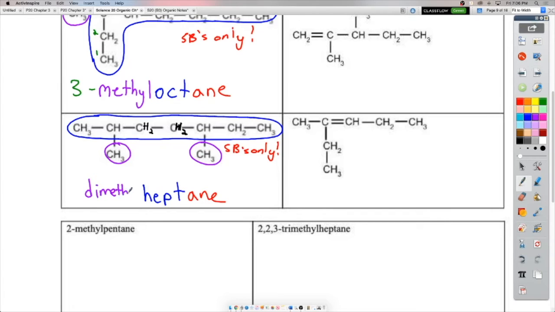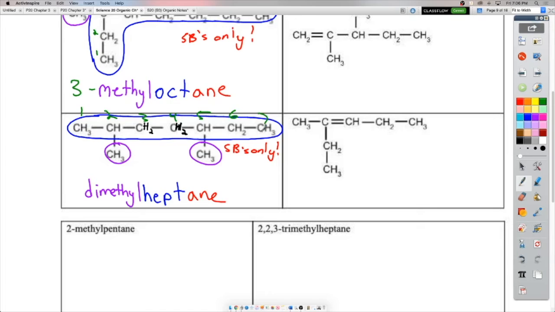So what that tells us is somewhere on this heptane, there are 2 methyl groups. That's what the di means, okay? So dimethyl as in 2 methyl groups. Now what's missing? Well, where are those methyl groups? So we can either do 1, 2, 3, 4, 5, 6, 7.